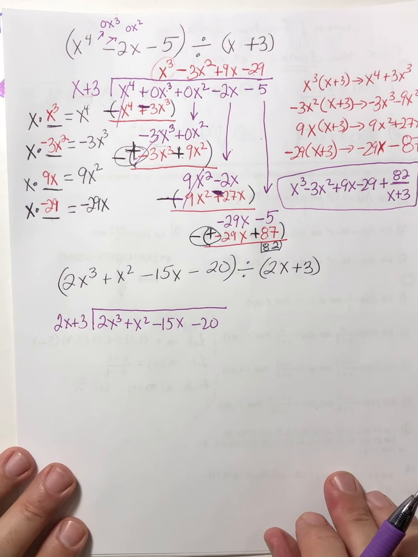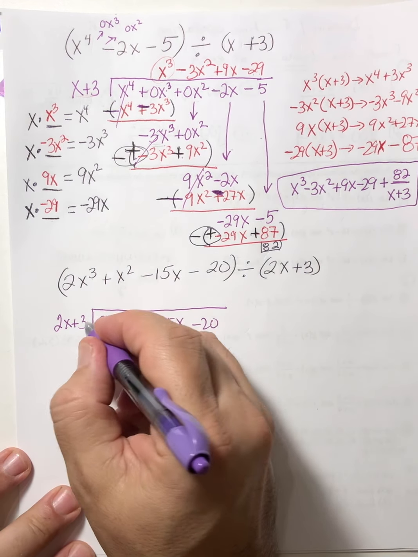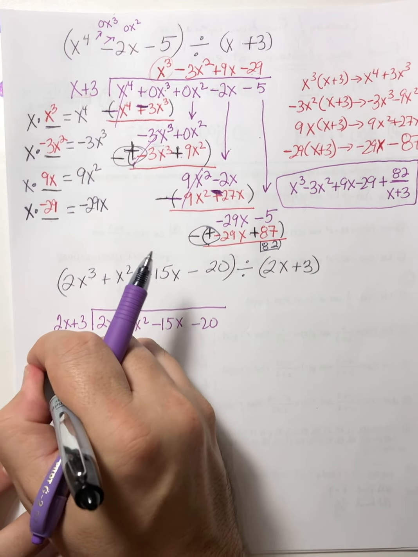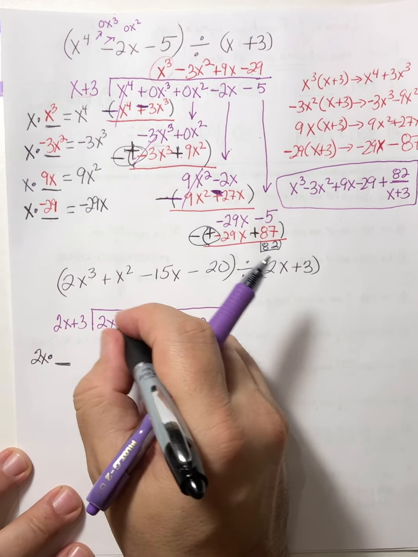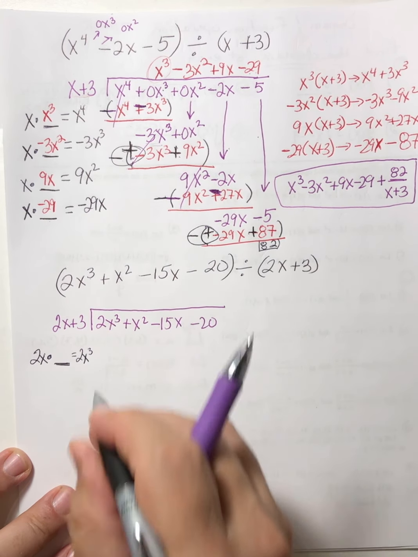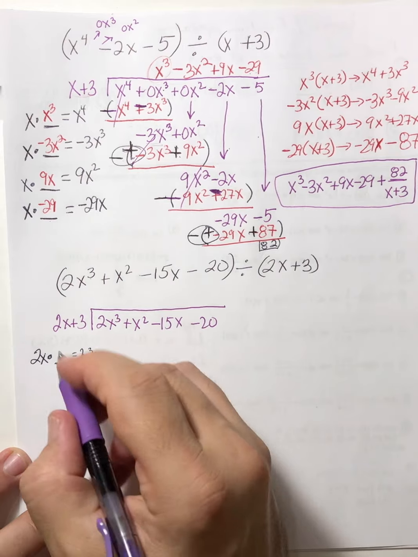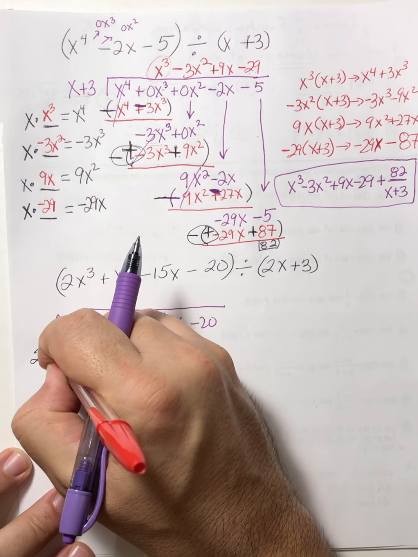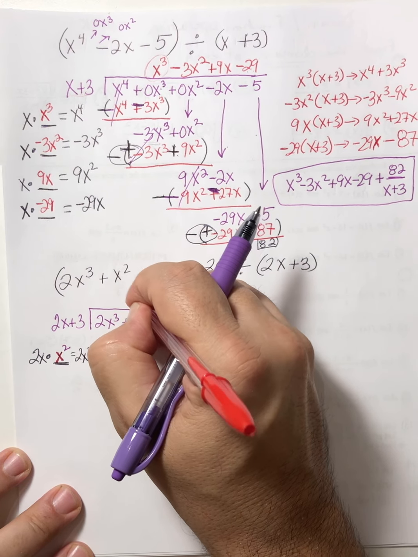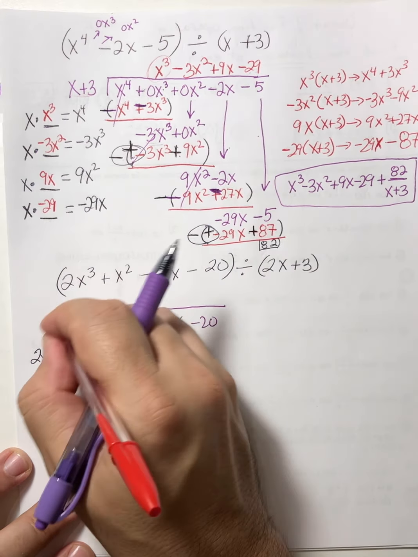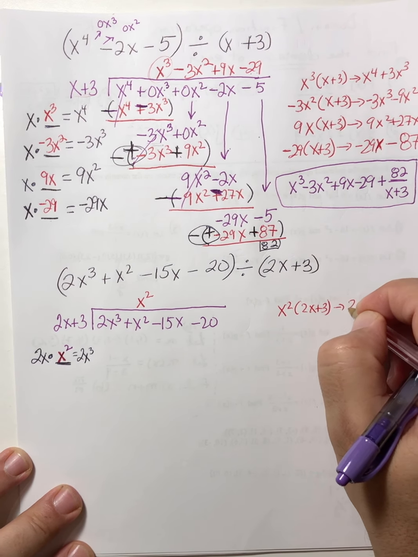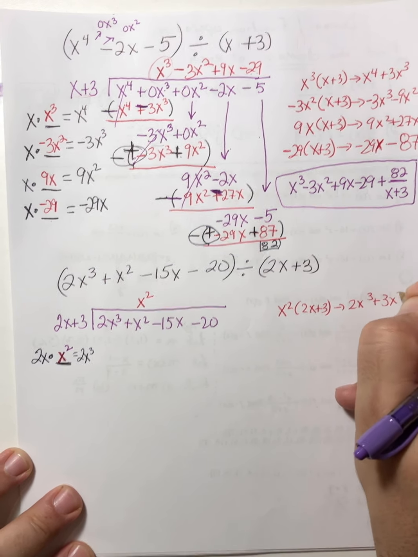Okay. All right. That's right. We don't care about the plus 3. All we care about is 2x. So it starts off the same. Now it's 2x times what mysterious value is equal to 2x cubed. That's right. It's just x squared. And so where do I put that x squared? I'll put the x squared above the x squared. And so that's right, x squared times this. X squared times 2x plus 3. That gives us 2x to the third plus 3x squared.